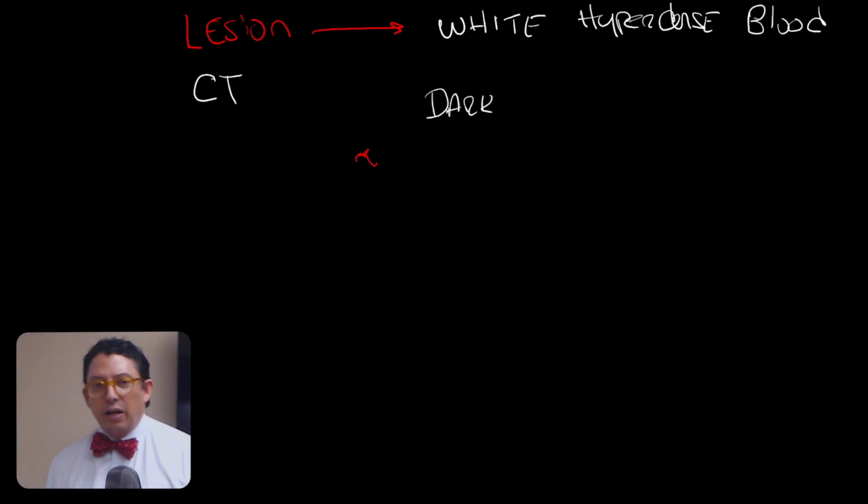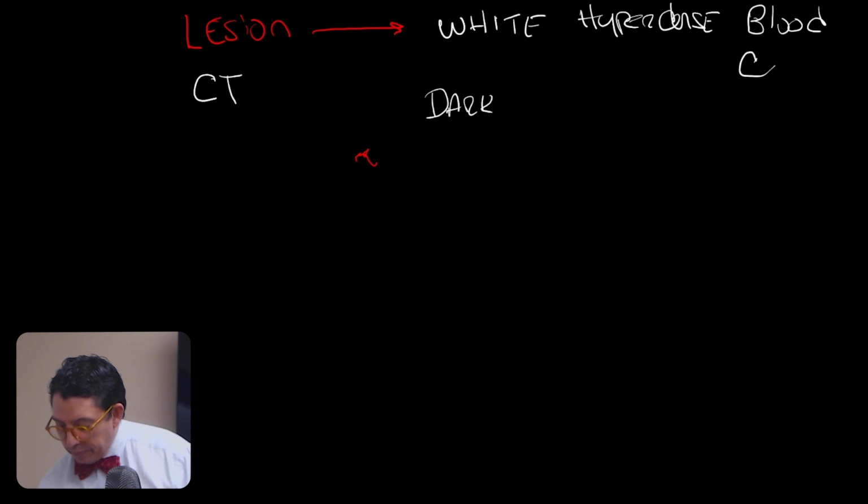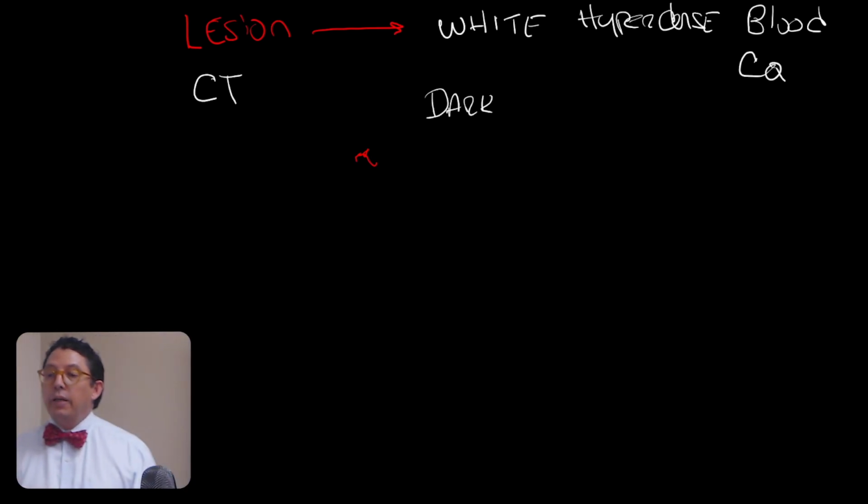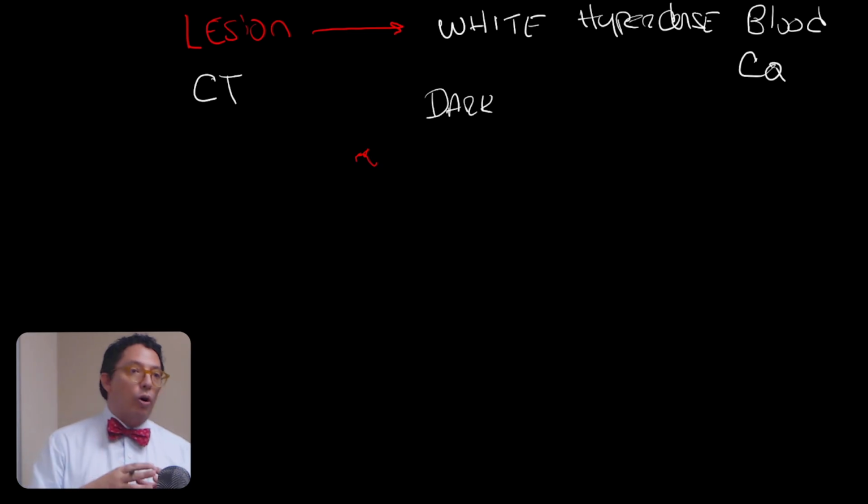But there are other things that are very bright on CT, or hyperdense. Another one is going to be calcium. So when you have calcium, and a lesion has a calcification, either speckled or coarse, it's also going to be dense on CT.